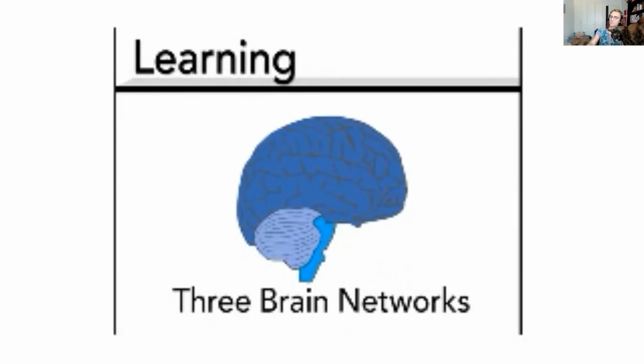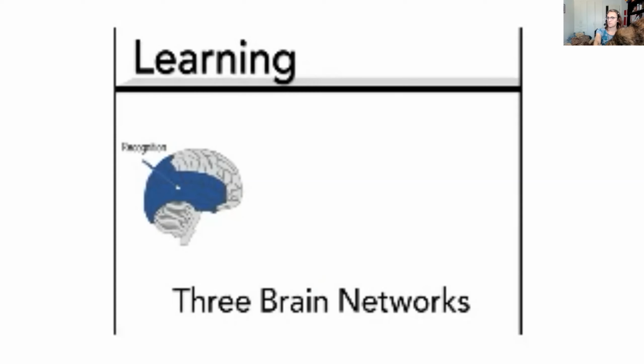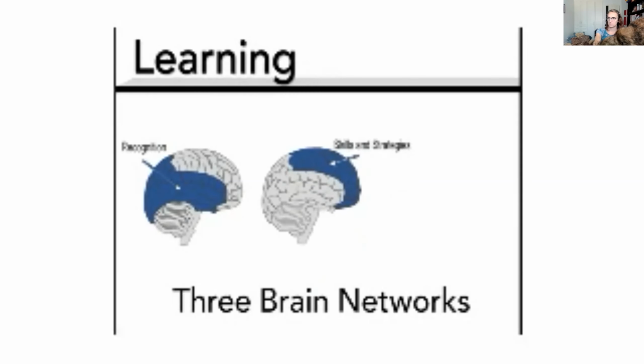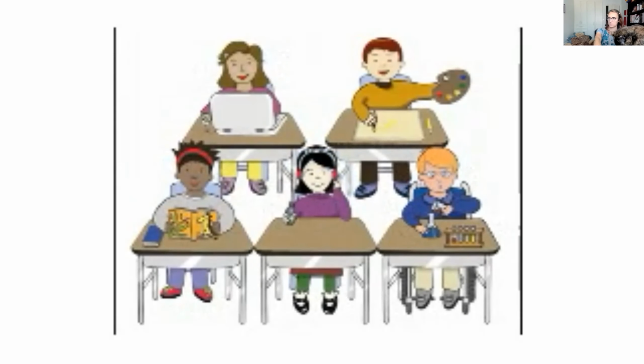Neuroscience tells us that our brains have three broad networks. One for recognition, the what of learning. One for skills and strategies, the how of learning. And one for caring and prioritizing, the why of learning. Students need to gain knowledge, skills, and enthusiasm for learning, and a curriculum needs to help them do all three. But every learner is unique, and one size does not fit all. So how do we make a curriculum that challenges and engages diverse learners?